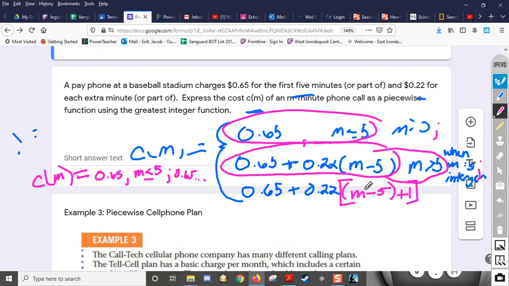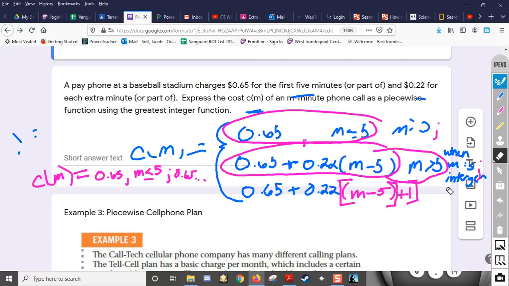So say, for instance, if m is 10.5. 10.5 minus 5 is 5.5. Greatest integer says 5.5 becomes, oh, I need the bracket here, don't I? If anyone caught that, you are awesome. You are awesome if you caught that.